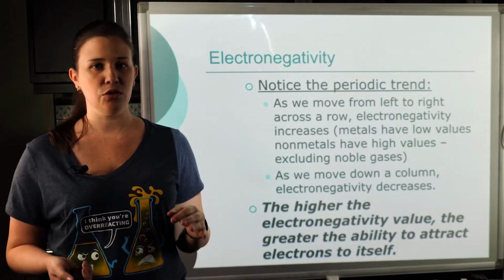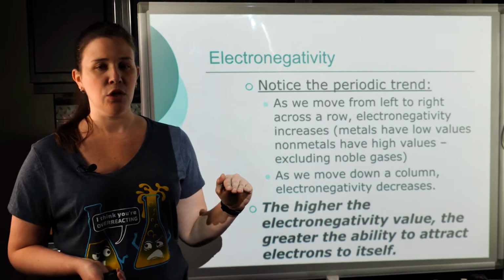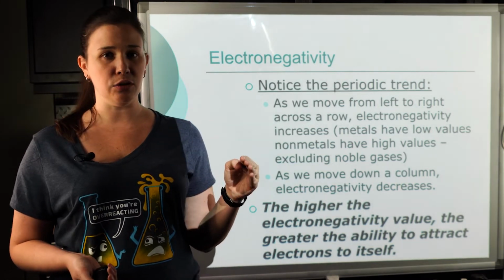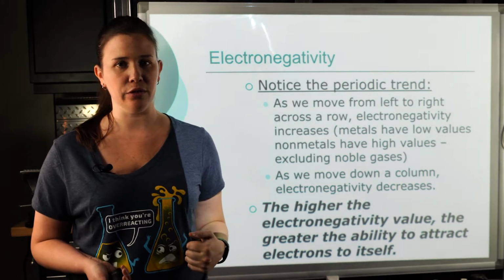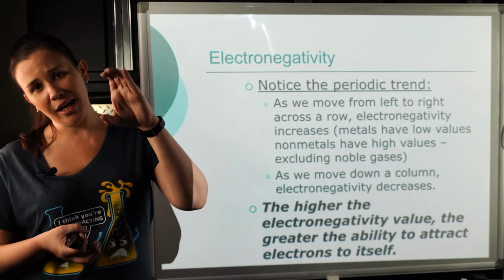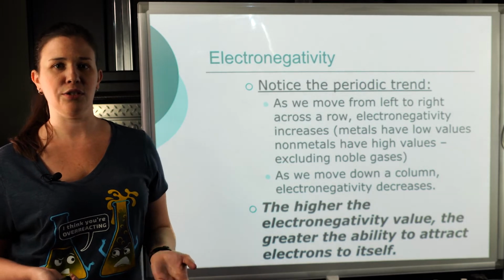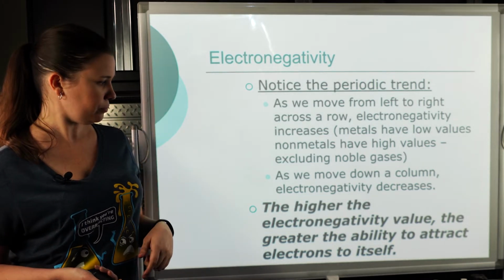So just to recap real quick, as you're going across the periodic table, adding more protons, your electronegativity is going to increase. It's going to be better at pulling those electrons. Whereas if you're going down the column, those extra energy levels and that extra shielding is going to make it easier to steal. And so the electronegativity would decrease.